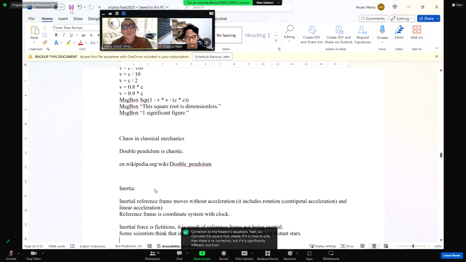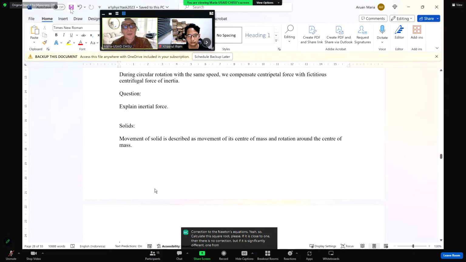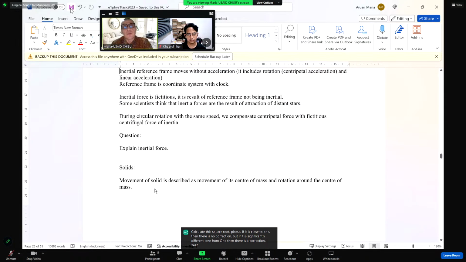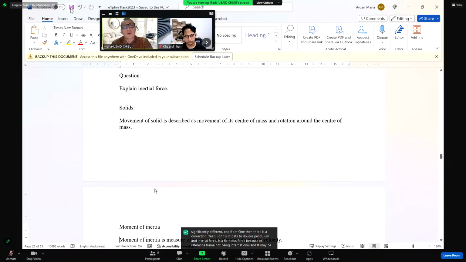There is chaos in classical mechanics through the double pendulum, and inertial force is a fictitious force because of the reference frame not being inertial, and it may be the result of the attraction of distant stars. Whatever you think, just write it down. Whatever you think is more correct. Maybe you have your own opinion, right?